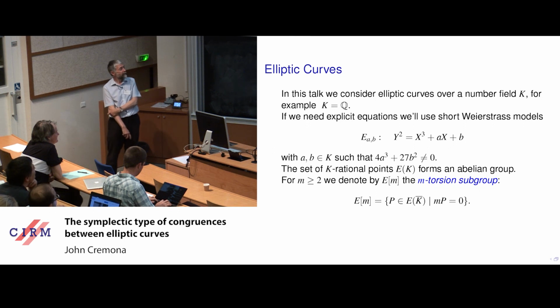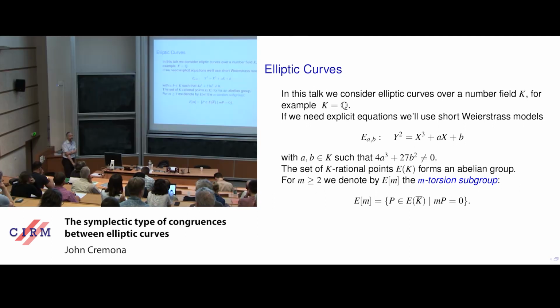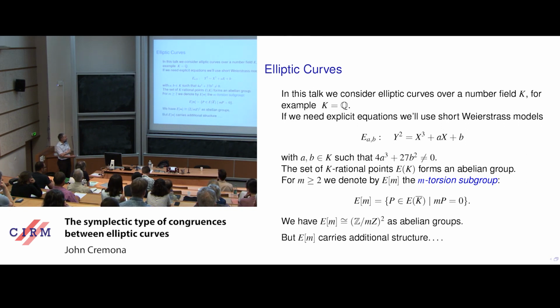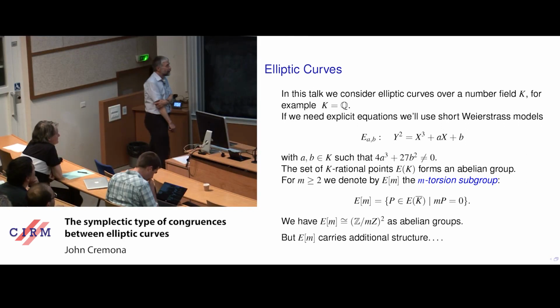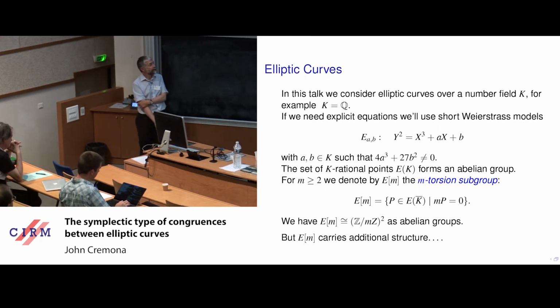And specifically, if we fix an m, then this notation, E[m], is the set of all points of order m, or order dividing m. It's just the kernel of the multiplication by m map. So that's obviously then a subgroup. And we'll be looking at this almost entirely for m being a prime. So as an abelian group, this is always just the product of two copies of Z modulo mZ.